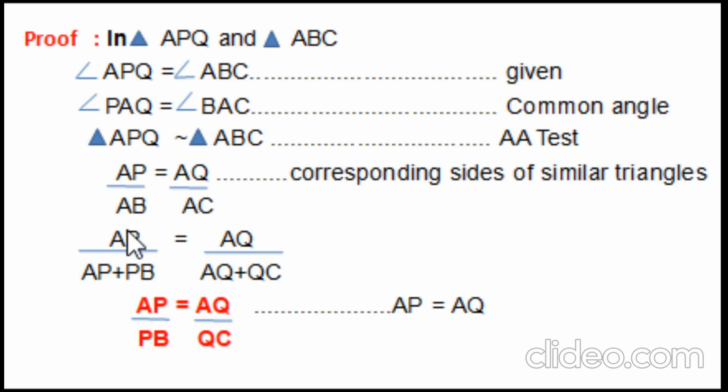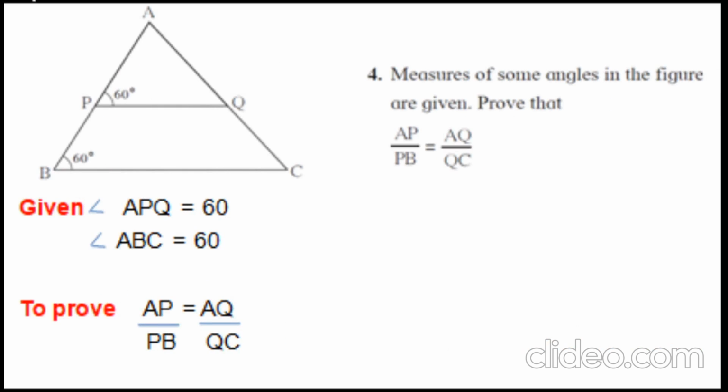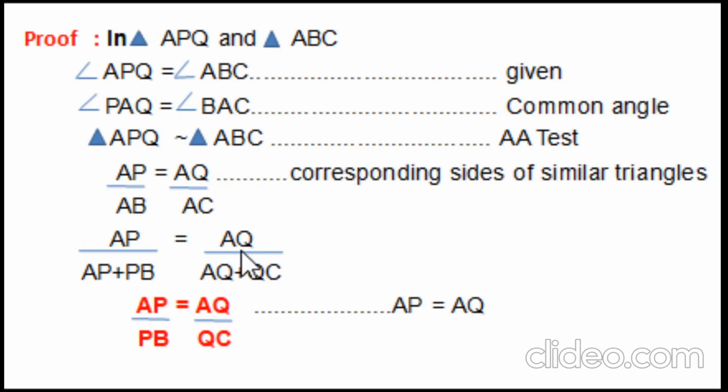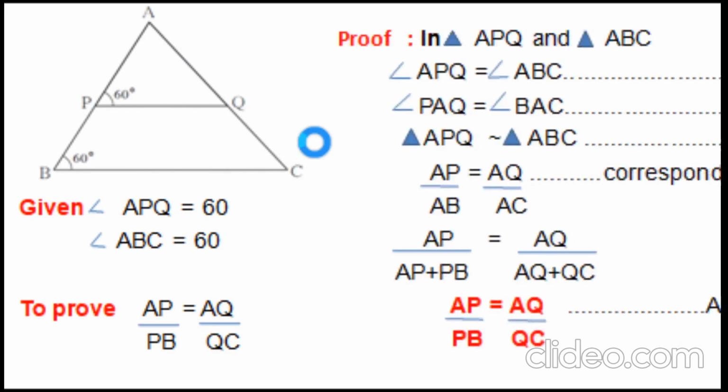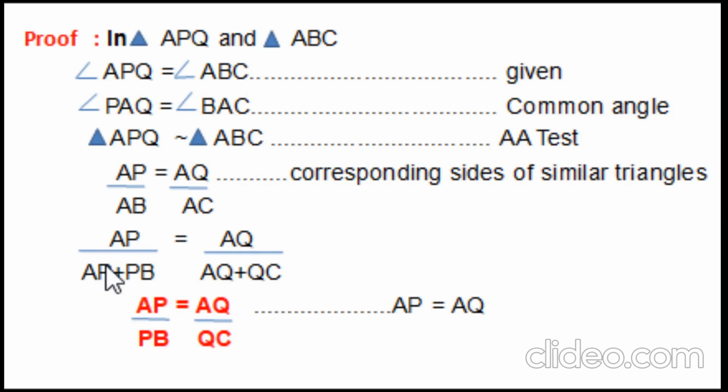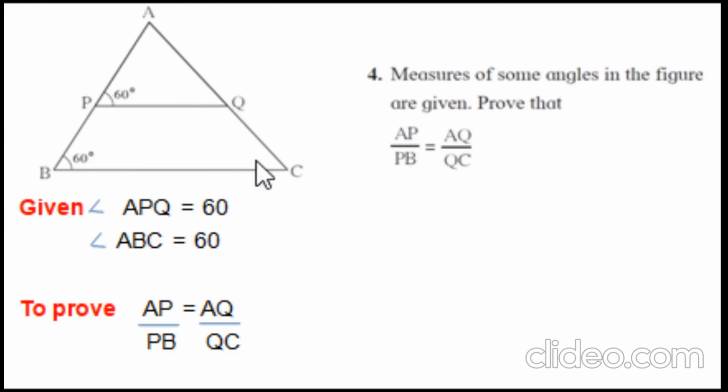AP, take as it is. Then AB is AP plus PB. Similarly, AC is AQ plus QC. Therefore, AP upon PB is equal to AQ upon QC, because this AP and AQ are equal.